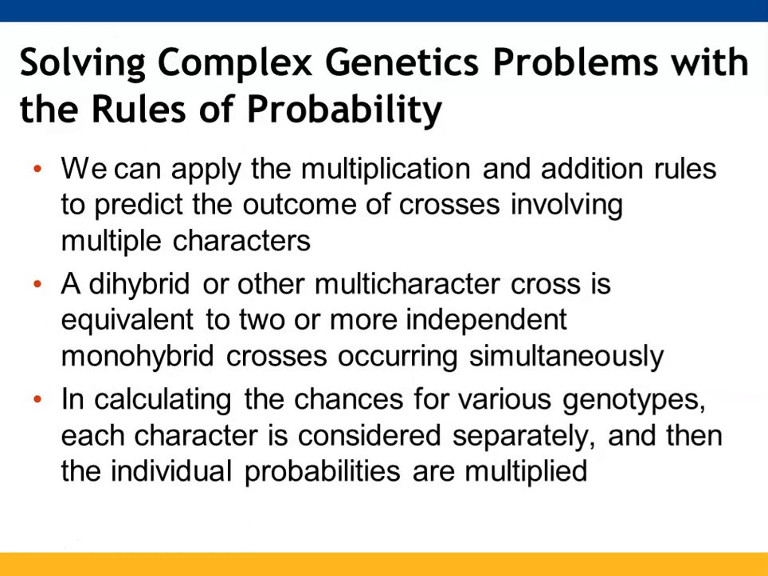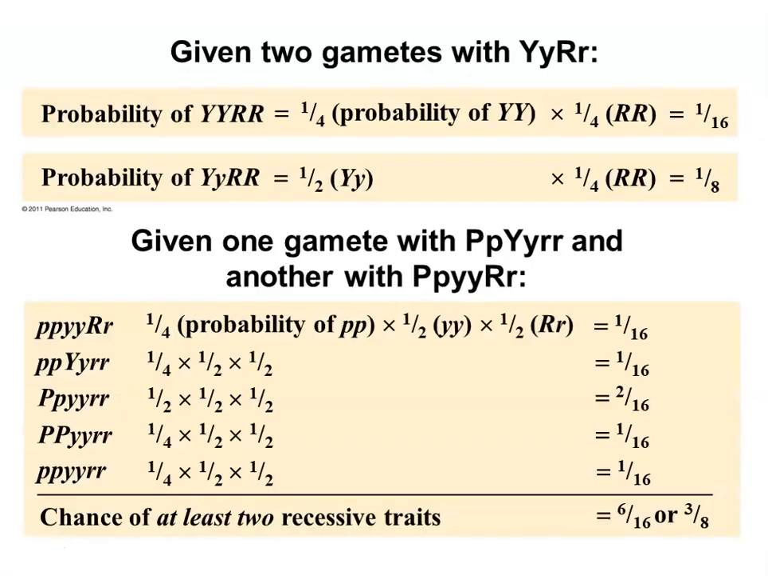So as I said, we're going to look at this with a dihybrid. You want to look at the different combinations for your characters, and then you can multiply them together when you're looking at multiple traits at a time.